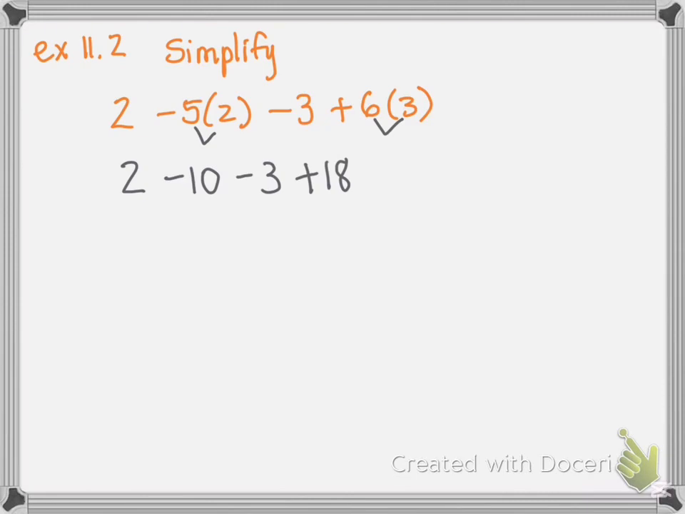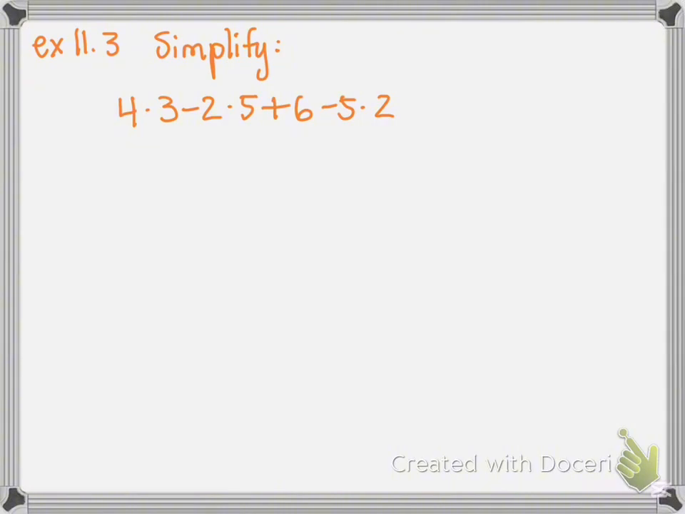We first add the positives. 2 plus 18 is 20. Now we add the negatives. -10 minus 3 is -13. Now that we have a positive and a negative, we subtract. 20 minus 13 is 7. And we choose the sign of the biggest, which in this case is positive. And that's it. That's our answer.